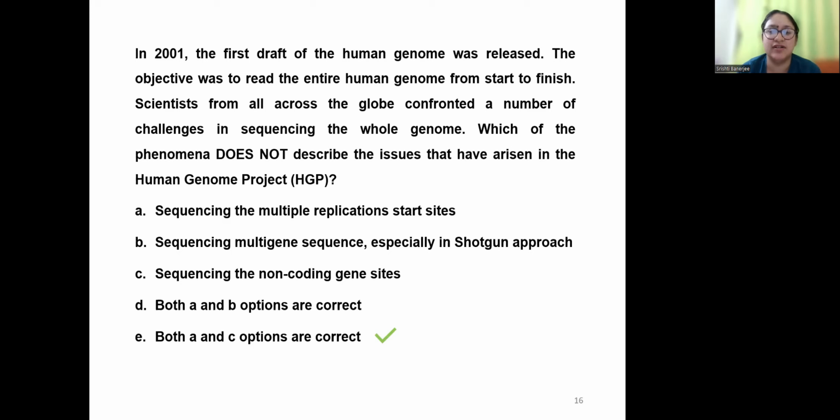It's known as a gene library, where we maintain parts of the whole genome in different individual cells. It could be bacterial cells, it could be any kind of cell. That is how a gene library is maintained. Whenever we want the entire genome, we take the parts and join them. It's another process of RDT. So it will be options A and C: A is sequencing multiple replication sites, and C is sequencing the non-coding sites. Is that clear?